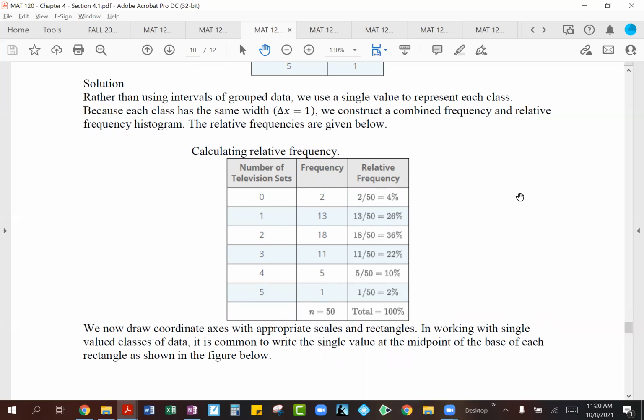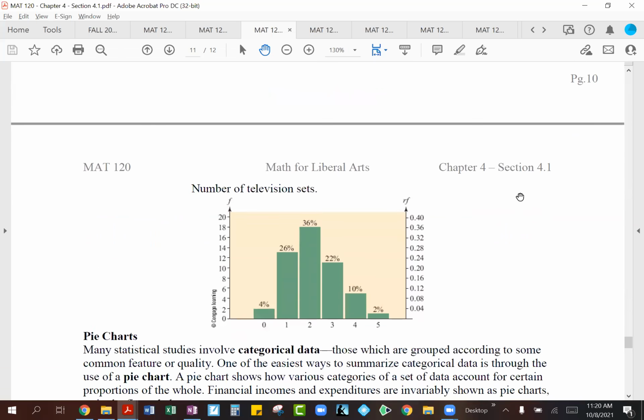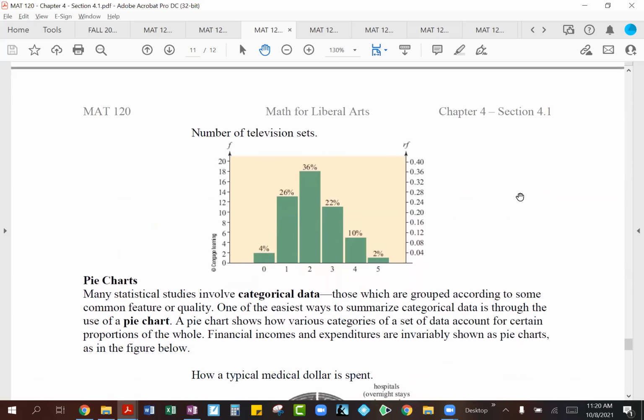We calculated the relative frequency. And then based on that, we can go ahead and create our histogram. So you can see 36% or 0.36 of the students had 2 television sets in their house. Only 2% or 0.02 had 5 TVs in their house. So you can see how visualizing the data can help us out.